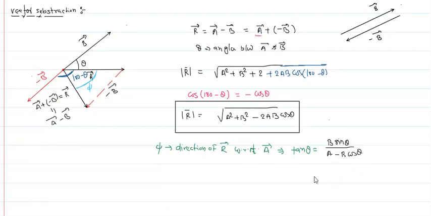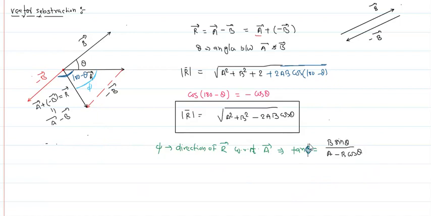See, when you have to add these two vectors, A vector and B vector, then tan phi is equal to B sine theta upon A plus B cos theta. But when you have to subtract these two vectors, it becomes B sine theta divided by A minus B cos theta. Why does it happen? Because you have to change this angle theta to 180 degree minus theta. Just remember this, I am not interested in deriving this relation.